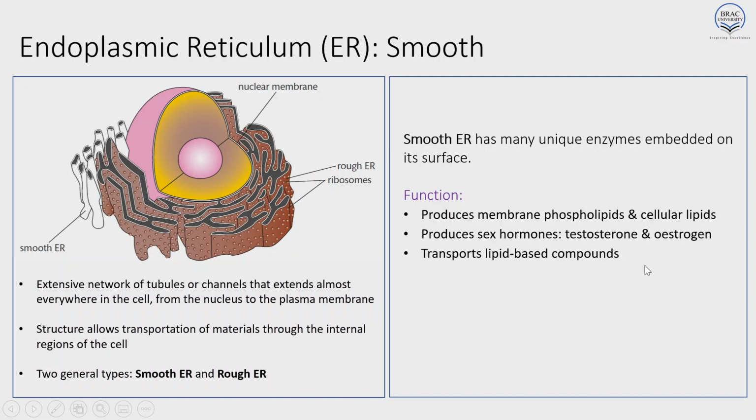So it transfers lipid-based compounds. The second function is that it produces sex hormones, testosterone and estrogen. Sex hormones are basically made up of steroids, and steroids are made up of cholesterol, and cholesterol is one type of lipid. So these three functions involve lipid production or lipid synthesis. So the smooth ER helps in the transportation or synthesis of lipid-based compounds, for example phospholipids, cellular lipids, and steroid hormones, testosterone and estrogen. So these three functions are quite similar.